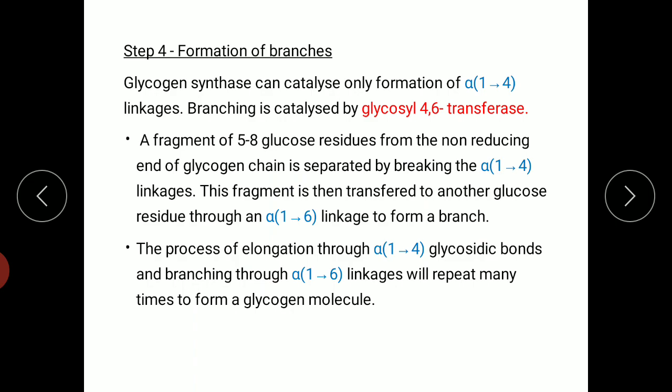So the chain elongation will happen with the use of glycogen synthase. Now, an important part of chain growth, that is branching. Glycogen synthase can catalyze only formation of alpha 1,4 linkages. Branching is catalyzed by glycosyl 4,6 transferase. A fragment of 5 to 8 glucose residues from the non-reducing end of glycogen chain is separated by breaking alpha 1,4 linkages. This fragment is then transferred to another glucose residue or to the same residue through alpha 1,6 linkage to form a branch.